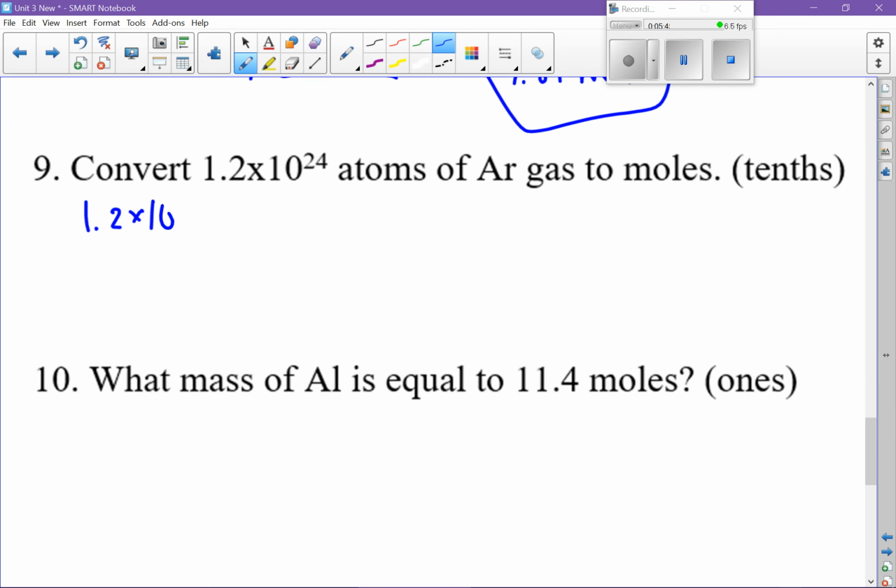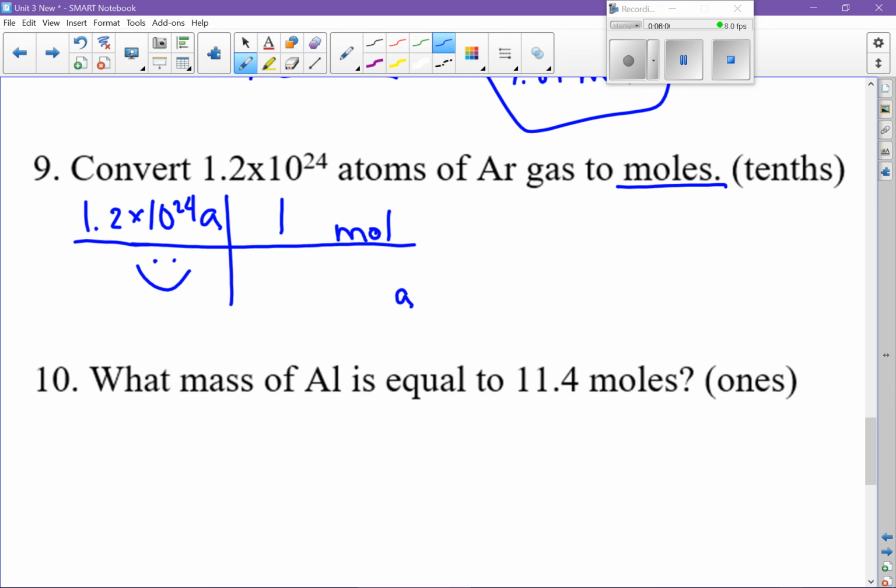Start with the number from the question. Atoms. You can write atoms or you can abbreviate A. Don't need anything here. Atoms up, atoms down. I'm looking for the number of moles. That goes on top. Moles always gets a 1. Atoms is a kind of particle, so you need Avogadro's number.